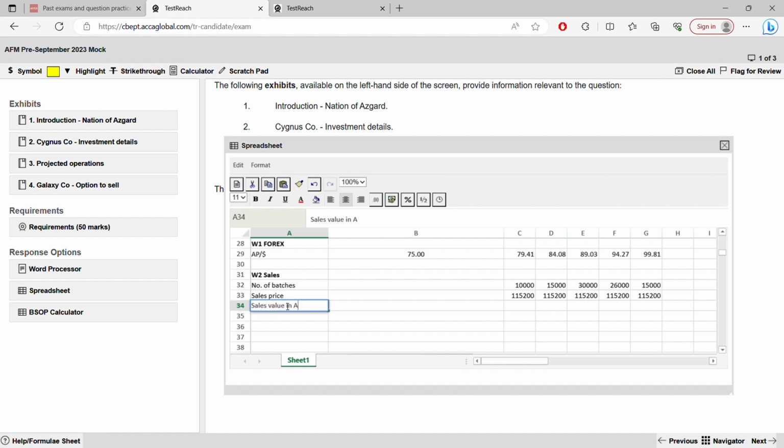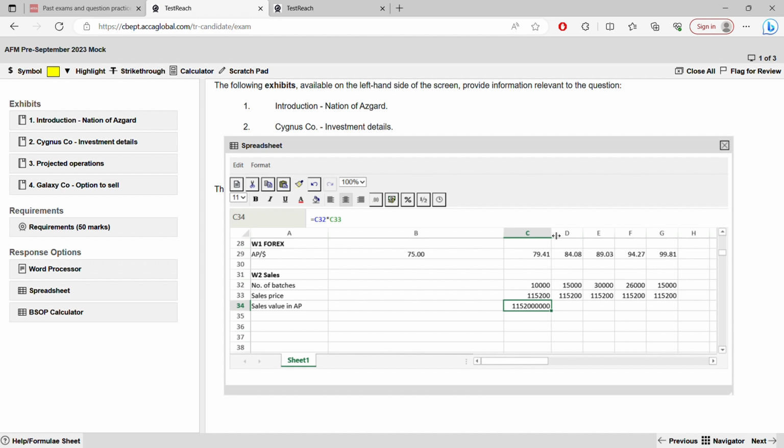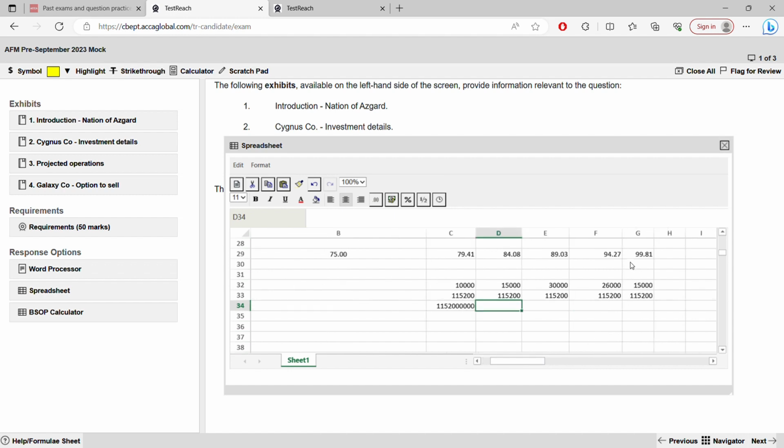Okay, now sales value. Sales value in AP. What do you do? Multiply sales price by volume. So this into this, enter. You see this number is very big. That's why it's coming in E. So you have to take this, make this bigger so that you get the full amount. Full number is shown. Okay. This also same. This also same. So now you don't have to do anything. Copy paste it to the other cell, drag it. Okay, you see?